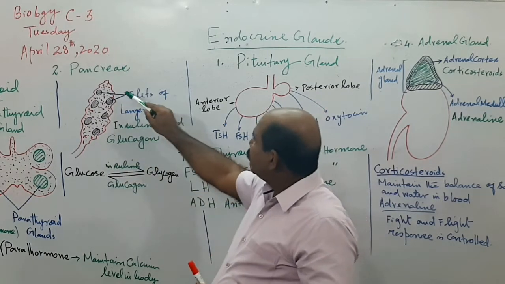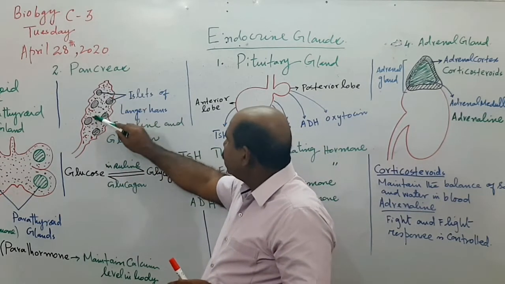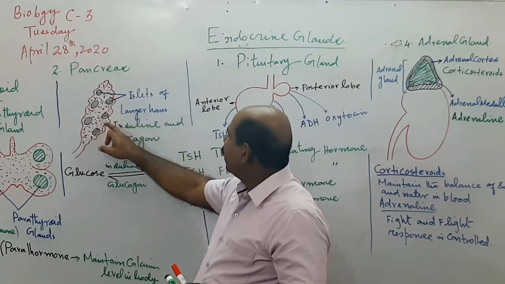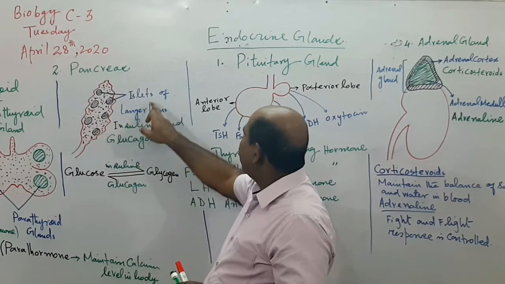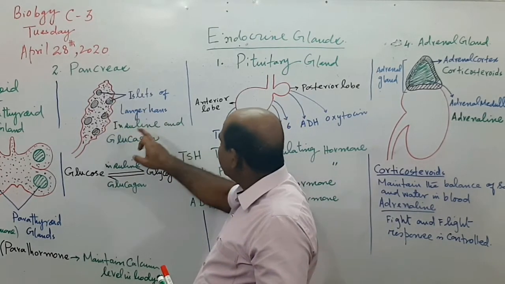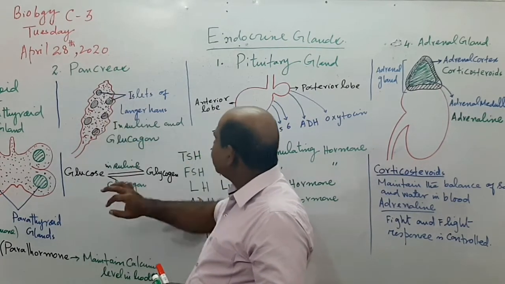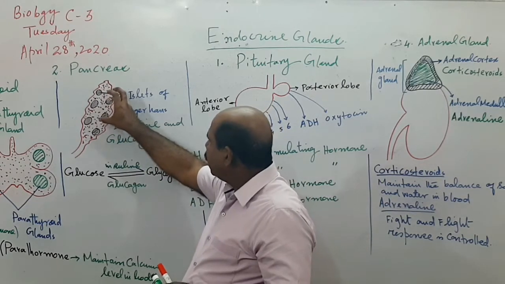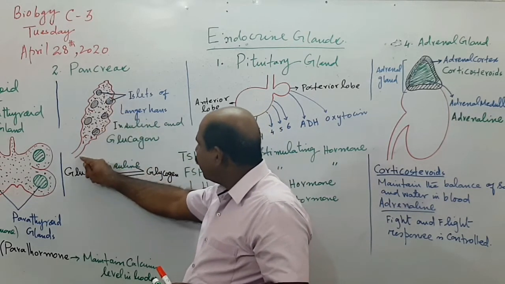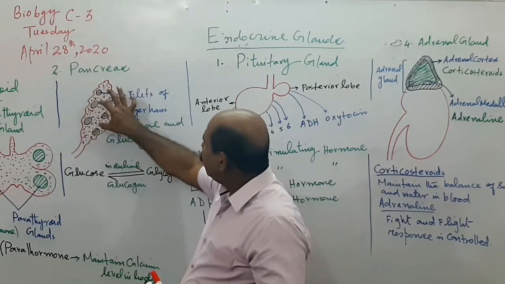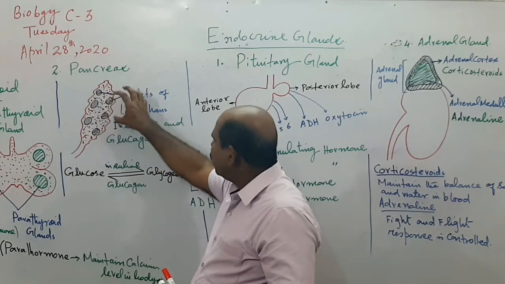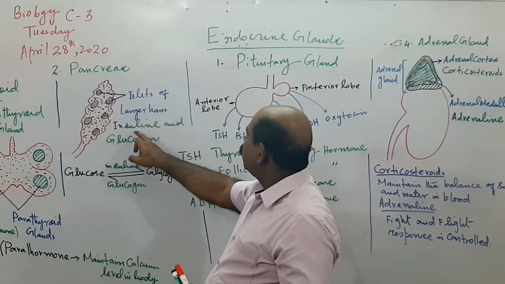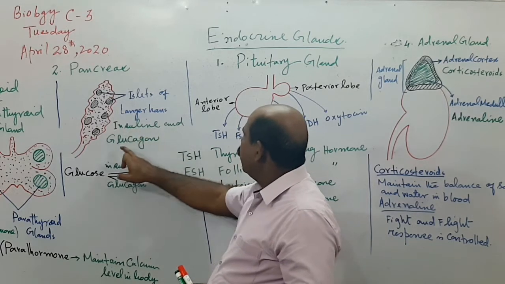But there are some special groups of cells present in it, and these are called islets of Langerhans. These islets of Langerhans do not pour their secretion into the pancreatic duct. A large number of blood capillaries are present in this, and these blood capillaries collect the two hormones, insulin and glucagon.